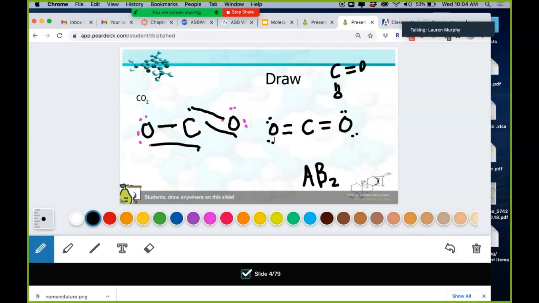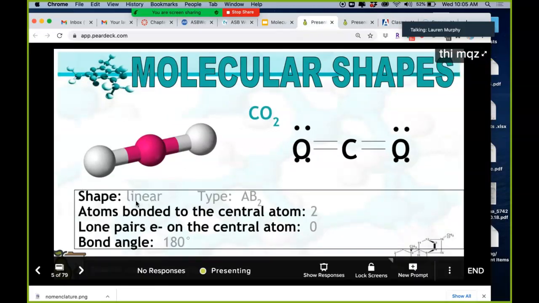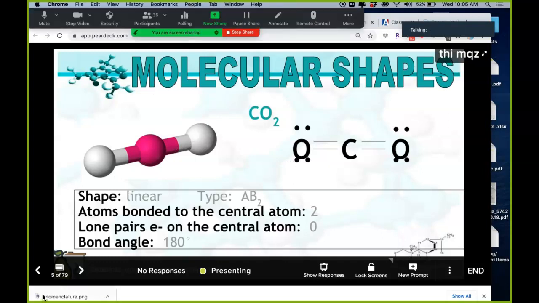So what does this look like? This should look like a straight line to you, all right? Which means the bond angle is half of a circle, so 180. So this is called linear. It looks like a straight line. It has 2 things bonded to the central atom, and its bond angle is 180. You are responsible for all of this information, for every single one of these that we do. Okay?